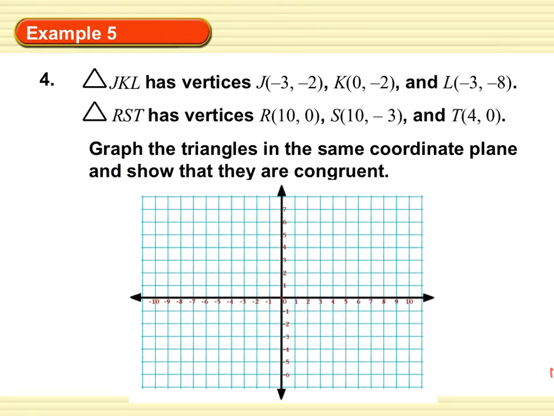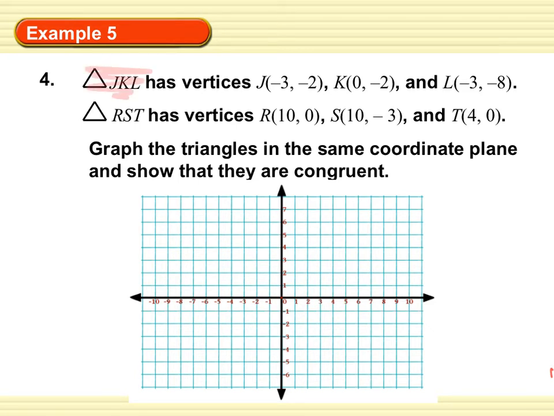So this one is giving us coordinates for JKL and RST. The first thing I'm going to do is graph them in the same coordinate plane, and I'm going to show that they're congruent. And in this one, I'm going to show that they're congruent by either side, side, side, or hypotenuse leg. So let me go ahead and graph JKL.